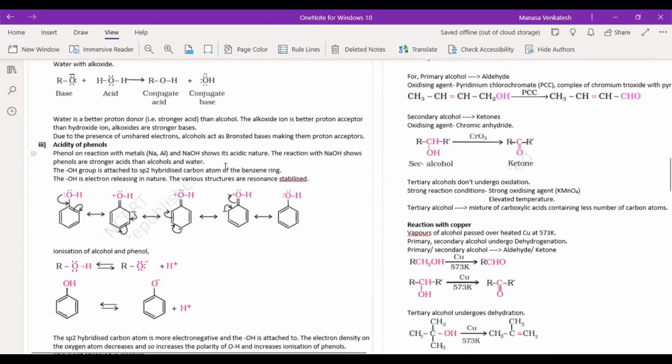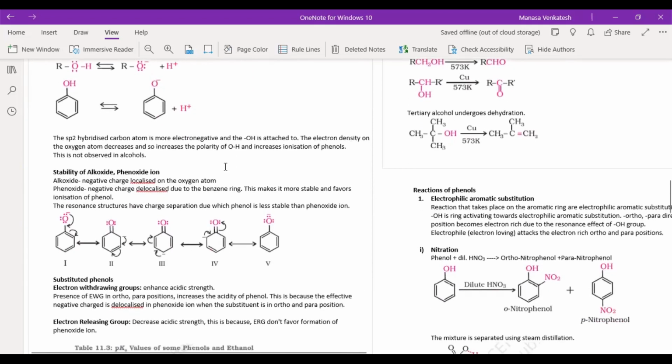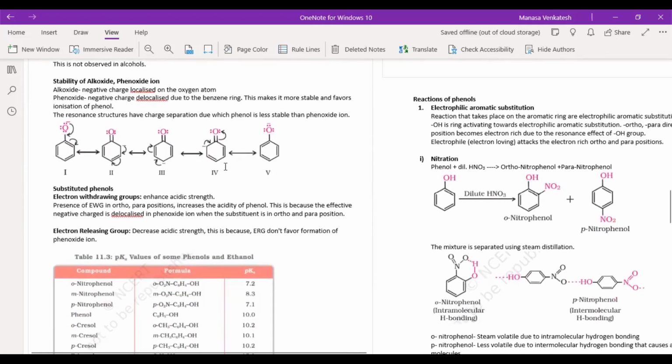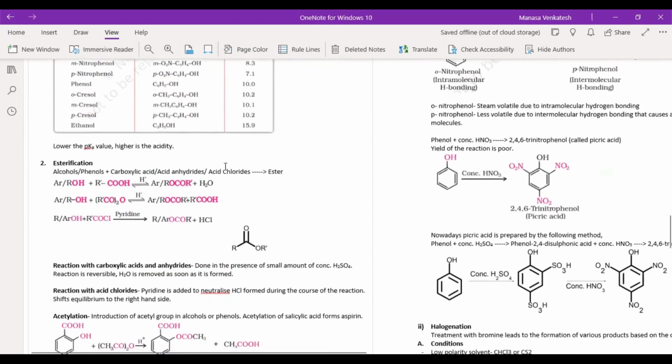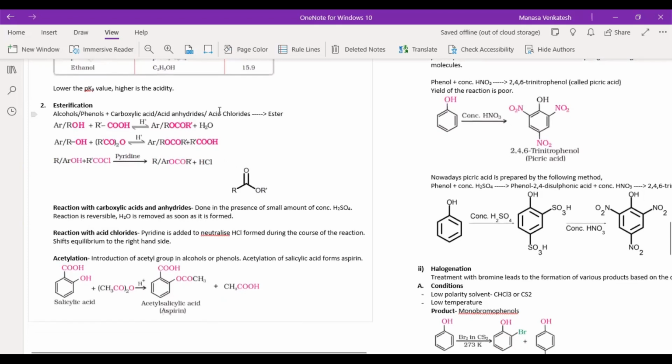And next, acidity of phenols. Phenols are acidic, and the phenoxide ion, which is formed, is more stable due to resonance compared to the alkoxide ion. Presence of electron withdrawing groups at the ortho and the para positions increases the acidity of phenols, whereas electron releasing groups at ortho and para positions decrease the acidity. Esterification reaction: the alcohols undergo esterification with carboxylic acid, acid anhydrides, and acid chlorides to give us esters.